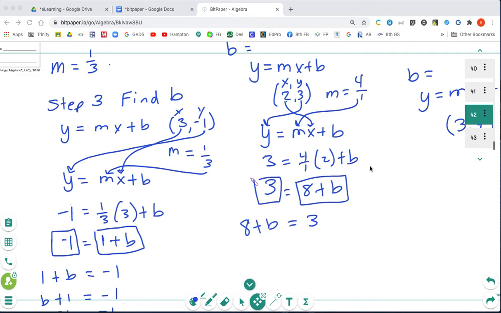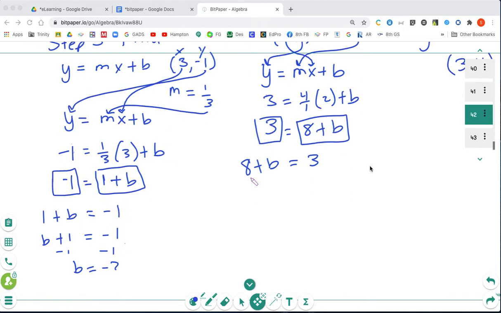But now I have to ask, is the variable first? And it's not, so we're going to use commutative property of addition. b plus 8 is equal to 3. 0 pair out the 8. b is equal to negative 5.